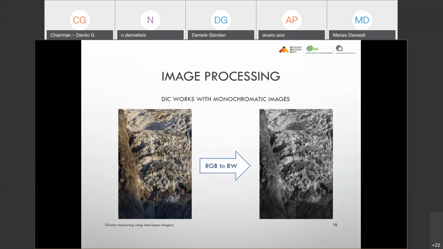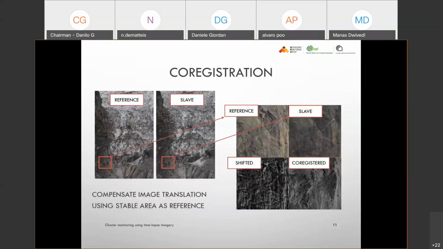The digital image cross correlation can be applied to monochromatic images. Therefore, common practice is to convert colored images in black and white tones, but it's also possible to use a single band. But usually the intensity of the image is the most common choice.